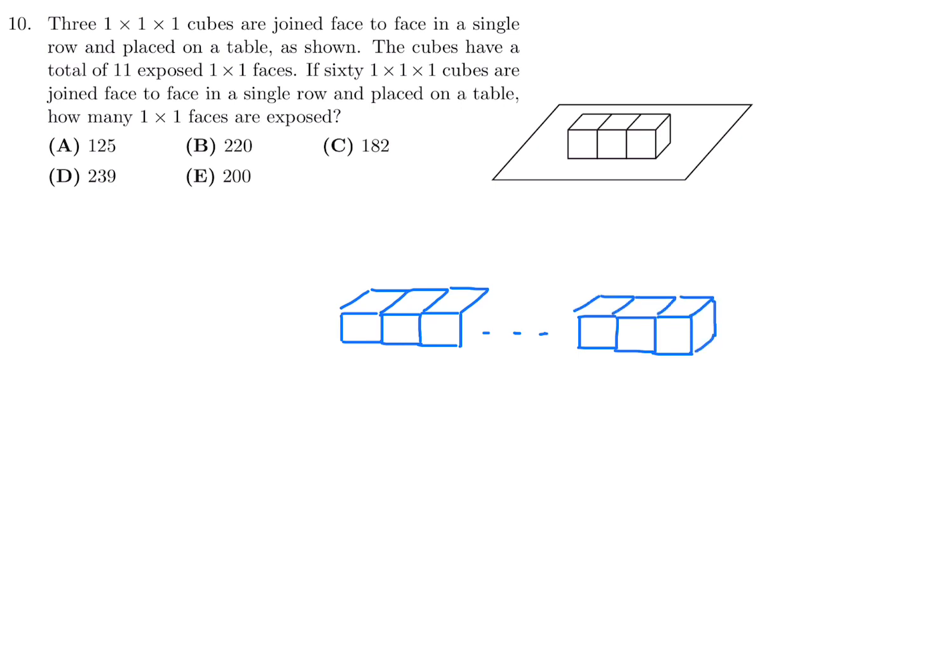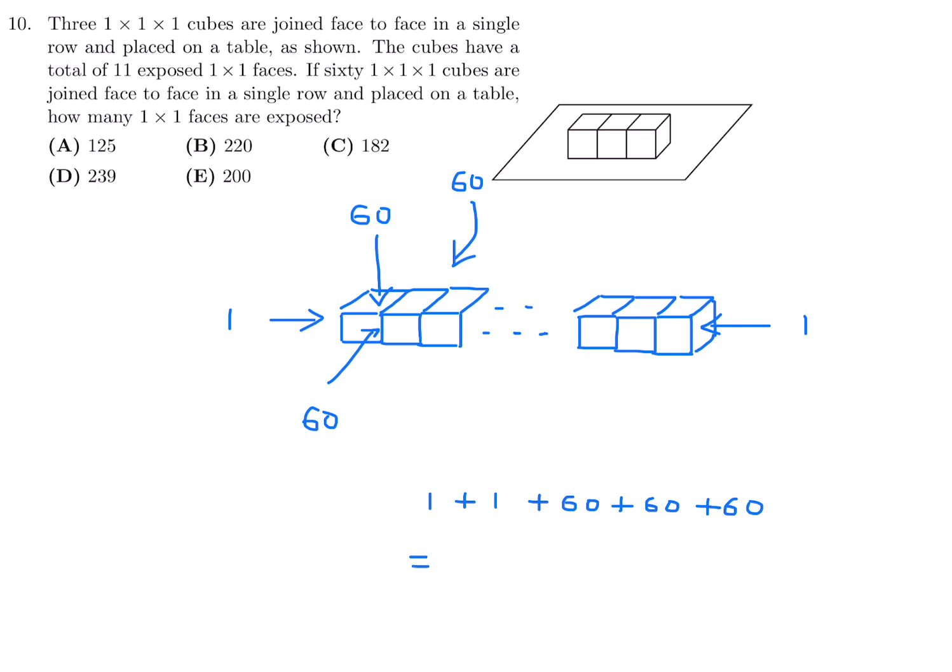So let's talk about this. So obviously I've only drawn 6, but there's 60. Okay, on either end, there's going to be 1. So 1 here and 1 here. That's not going to change. And then on this side and on the other side that you can't see, there's going to be 60. 60 here, 60 there. And then on the top, there will be 60 1 by 1 faces. So the total, 1 plus 1 plus 60 plus 60 plus 60, and that is 182 of those 1 by 1 faces will be exposed. So number 10, the answer is C.